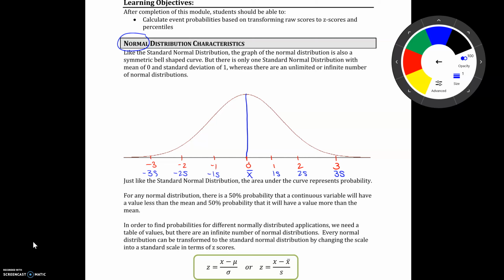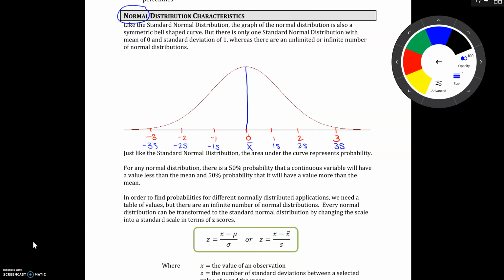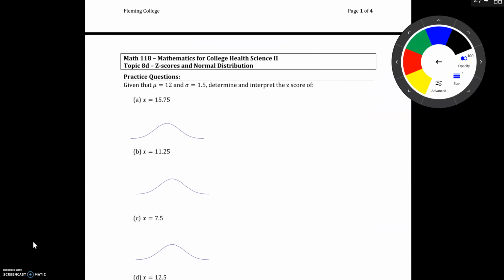Okay, so any normal distribution can be converted to the standard normal distribution by taking the value we're interested in, subtracting the sample mean from it, and dividing by the standard deviation. Okay, and so we're going to be able to calculate probabilities for values for normal distributions by doing this transition.